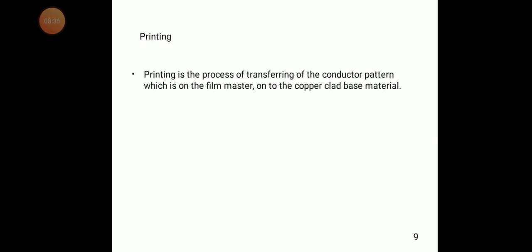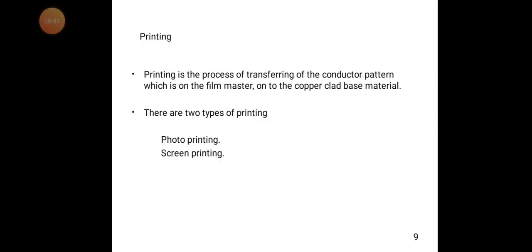After cleaning the board, we try to print. We already know that printing is the process of transferring the conductor pattern which is on the film master onto the copper clad base material. That is called printing. What we are doing is transferring the conductor pattern in the film master to the copper clad base material. Printing is of two types, the photo printing and the screen printing. Already we discussed the photo printing and the screen printing.